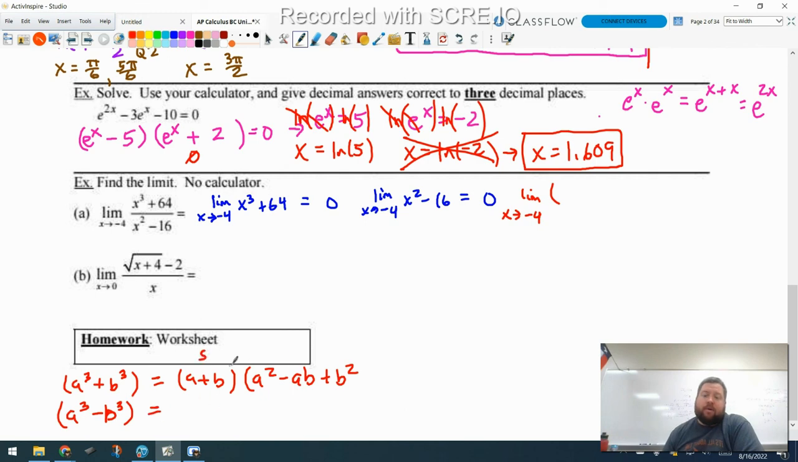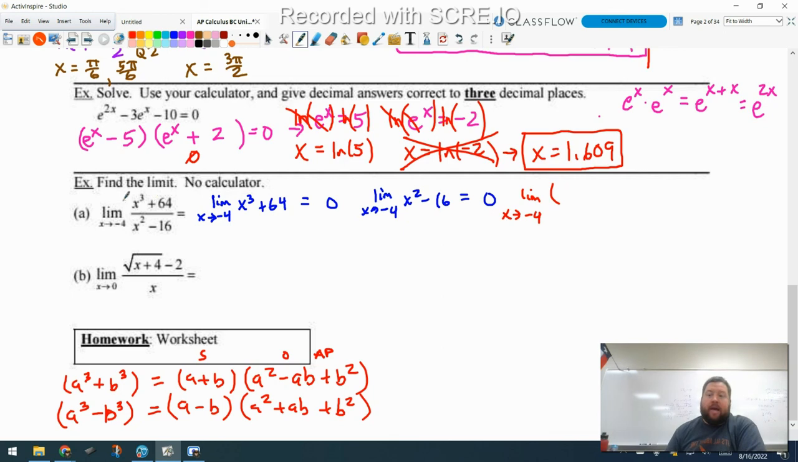The signs follow an acronym: SOAP, same sign, opposite sign, always positive. So same sign was plus, opposite sign was minus, always positive. So this one's same sign is minus, opposite sign is plus, always plus. And this is the same format: a squared, ab, b squared.